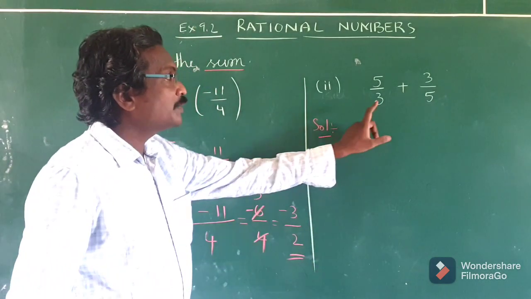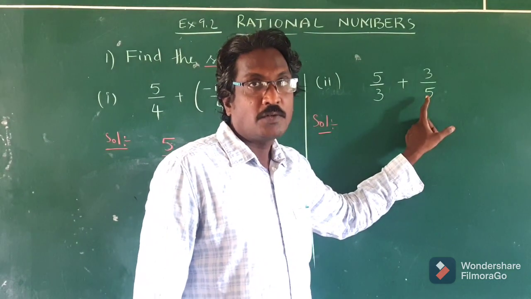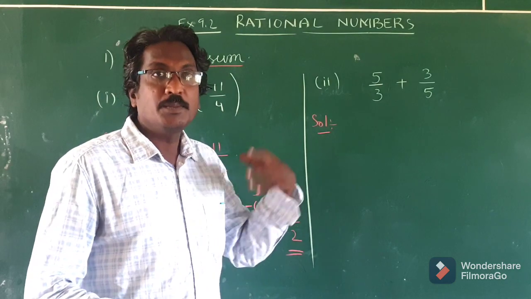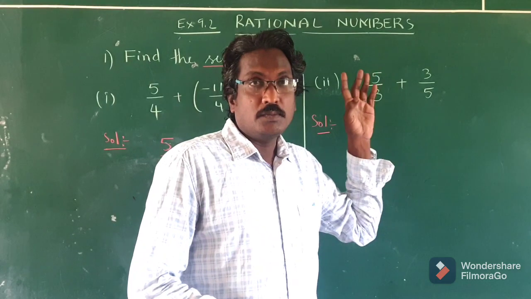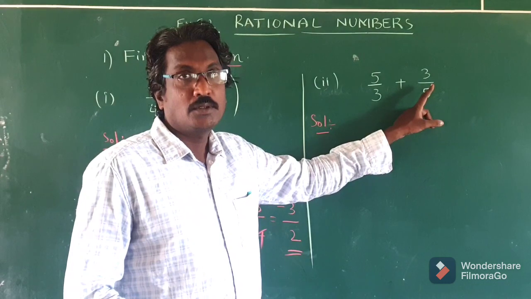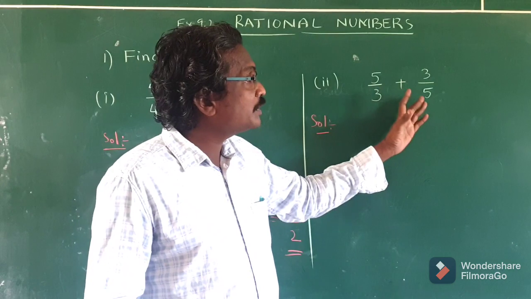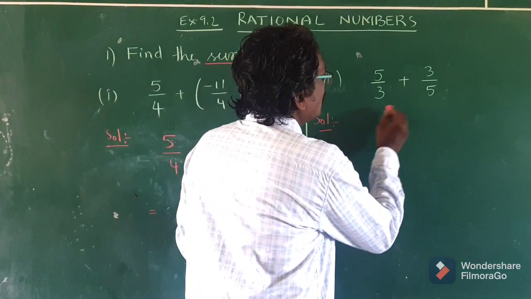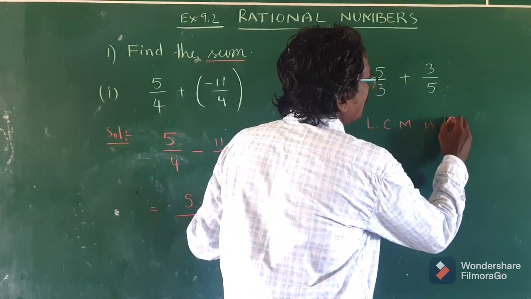Here, observe these denominators 3 and 5. So these are not like fractions. Then you have to find the LCM and simplify, or first find the LCM, then convert these fractions into like fractions. Without converting to like fractions we can do it, and by converting these numbers into like fractions also we can do it. Okay, I am doing the general method. So what is LCM? LCM is 3 5 15.